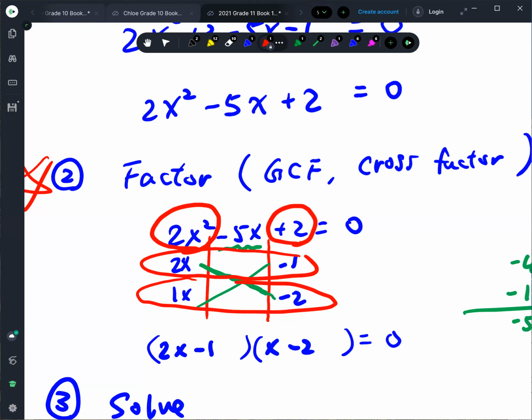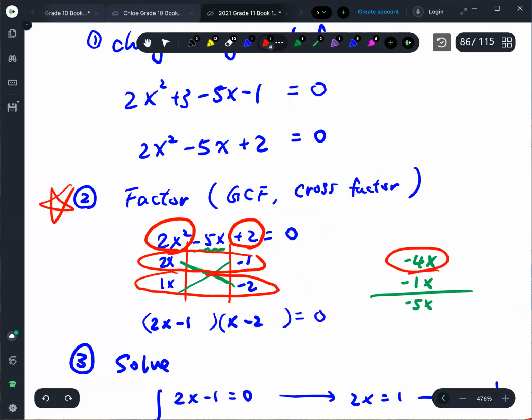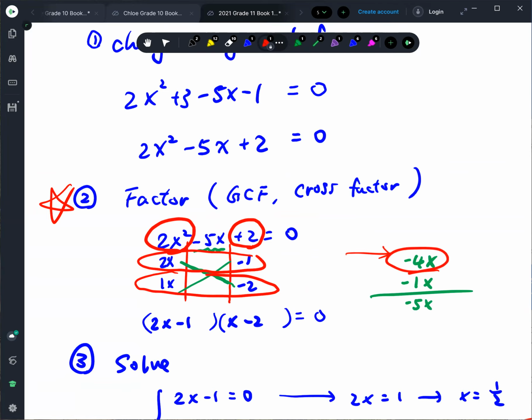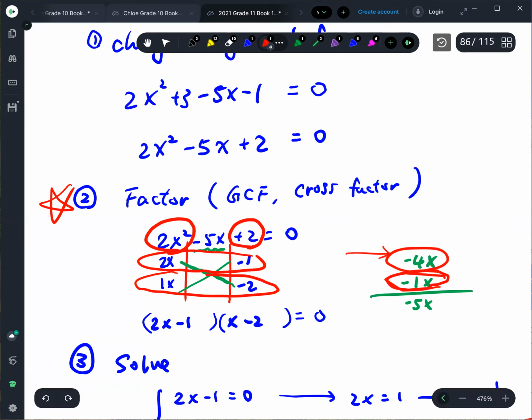And then we cross multiply: 2x times -2 gives you -4x. You see the circle on the right side? Yeah. And then -1 times 1x gives you -x. They should add up to what? Negative 5x. Yeah, they should add up to match the middle term. So if you use +1, +2, it will only add up to +5x, so that's not what we want. We want to match the middle one. So sometimes you have to do a little bit of guess and checking to see if it works.